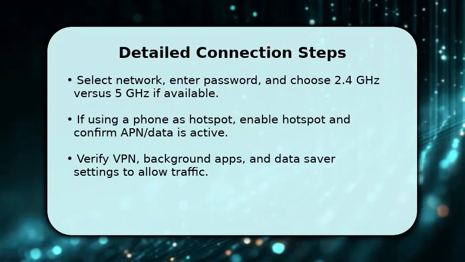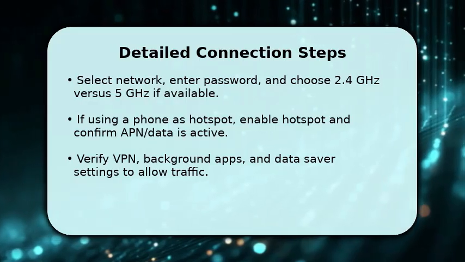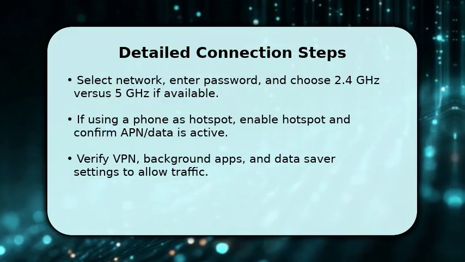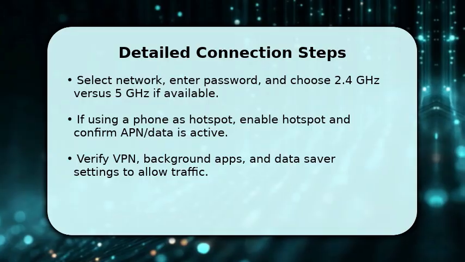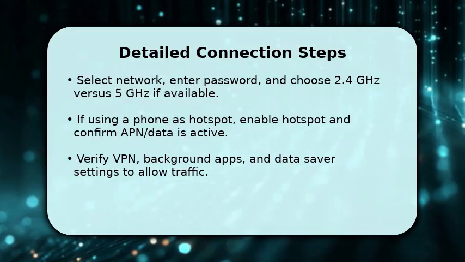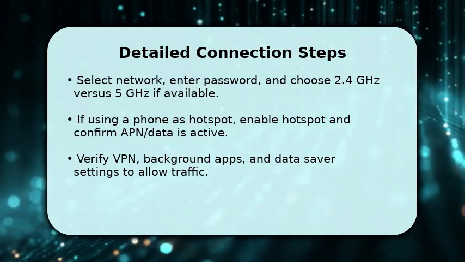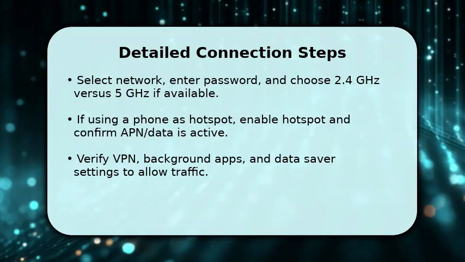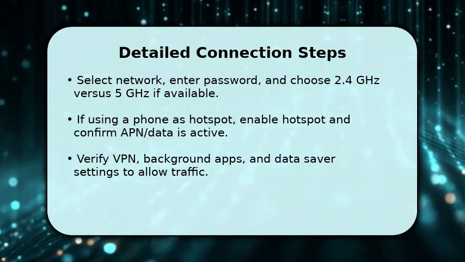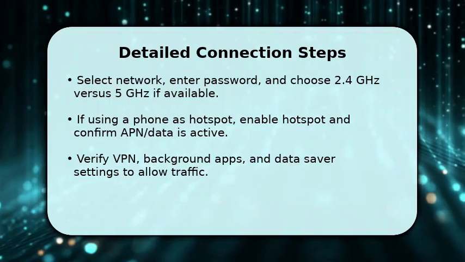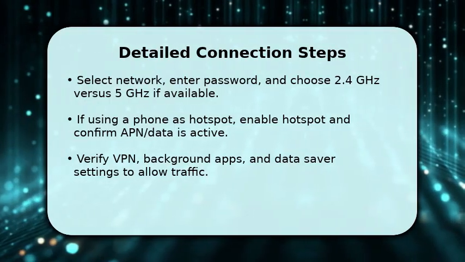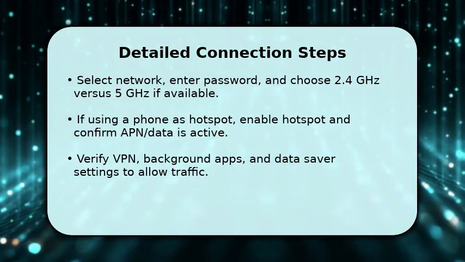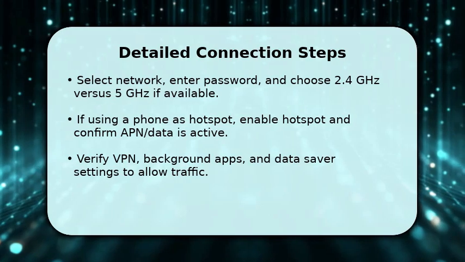Now you proceed to configure the connection. On your device, pick the Wi-Fi SSID and enter the password. Choose 2.4 GHz for range or 5 GHz for speed. If your phone is the hotspot, enable tethering and confirm mobile data is active on the host device before enabling the hotspot. Once done, check VPN and background data restrictions so apps can access the network. Disabling data saver may be necessary. These steps ensure stable, high-priority traffic while cellular voice remains off.